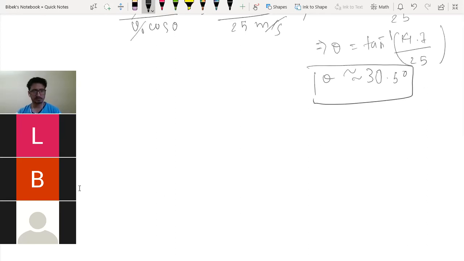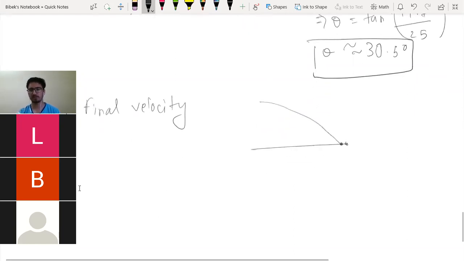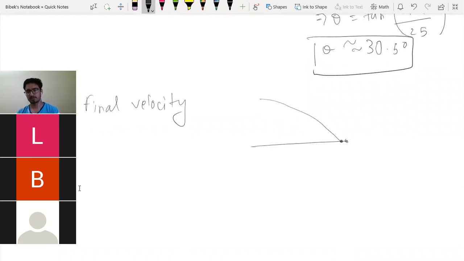It asks you to find the final velocity when the projectile hits the ground, right? If the projectile was coming like this and finally it hits the ground, what's the final velocity just before it hits the ground? This will be the final velocity, and it has both components. If you resolve it, you'll get v final x, and this will be v final y. We don't need this now since we already have the components.